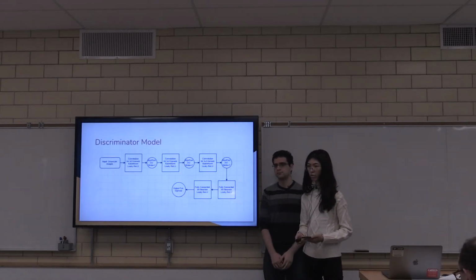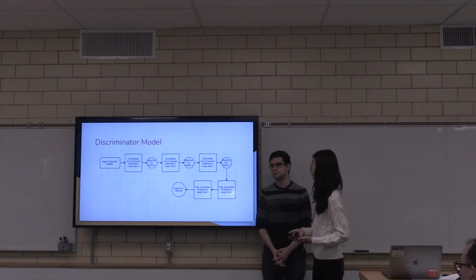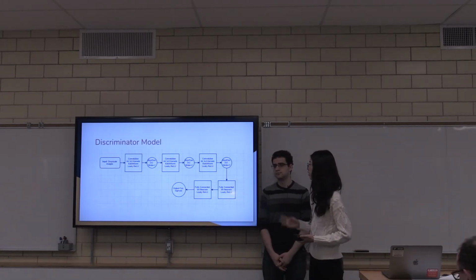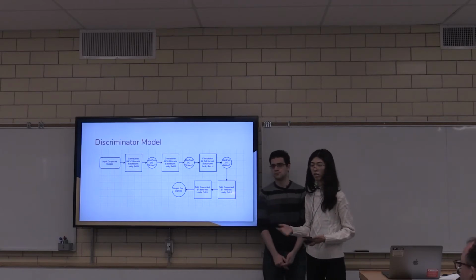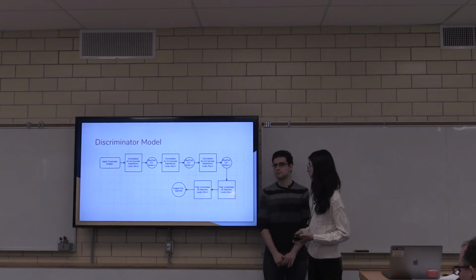For our discriminator, we chose to use a very standard convolutional neural net model with 3 convolutional layers and 2 fully connected layers, along with batch normalization, leaky ReLU, which is also used on the generator, and max pooling.